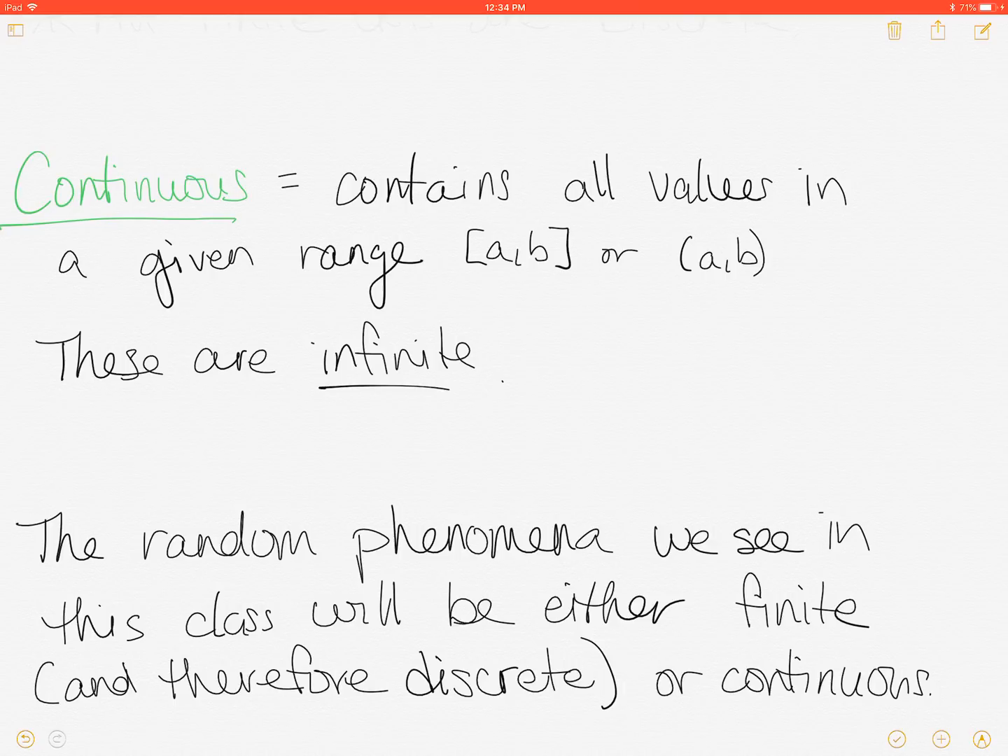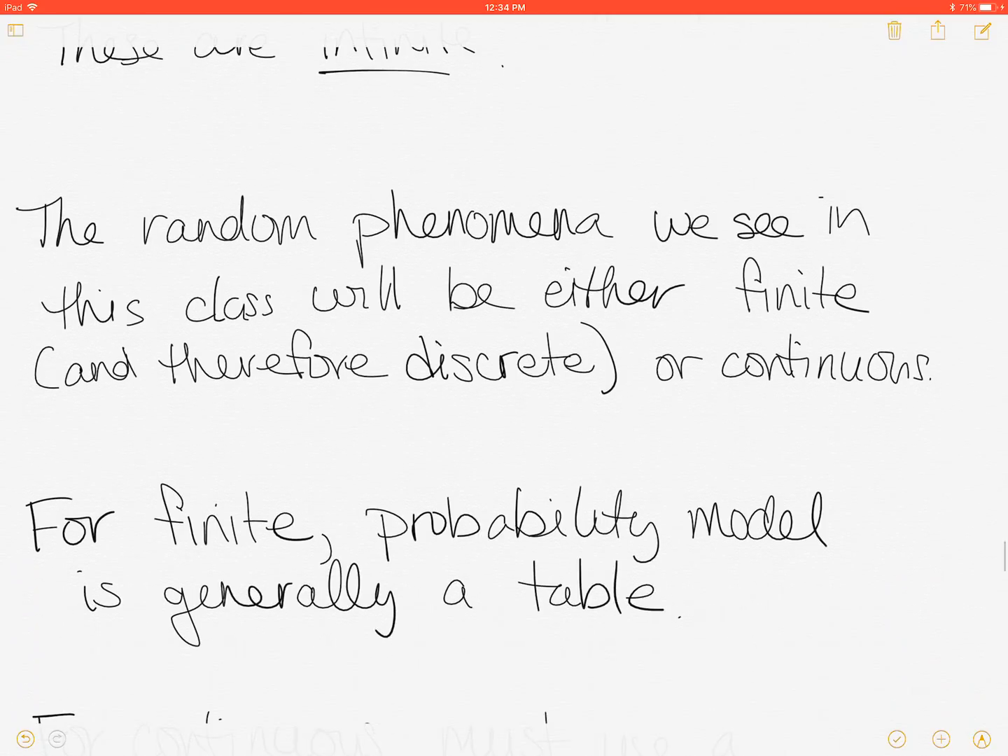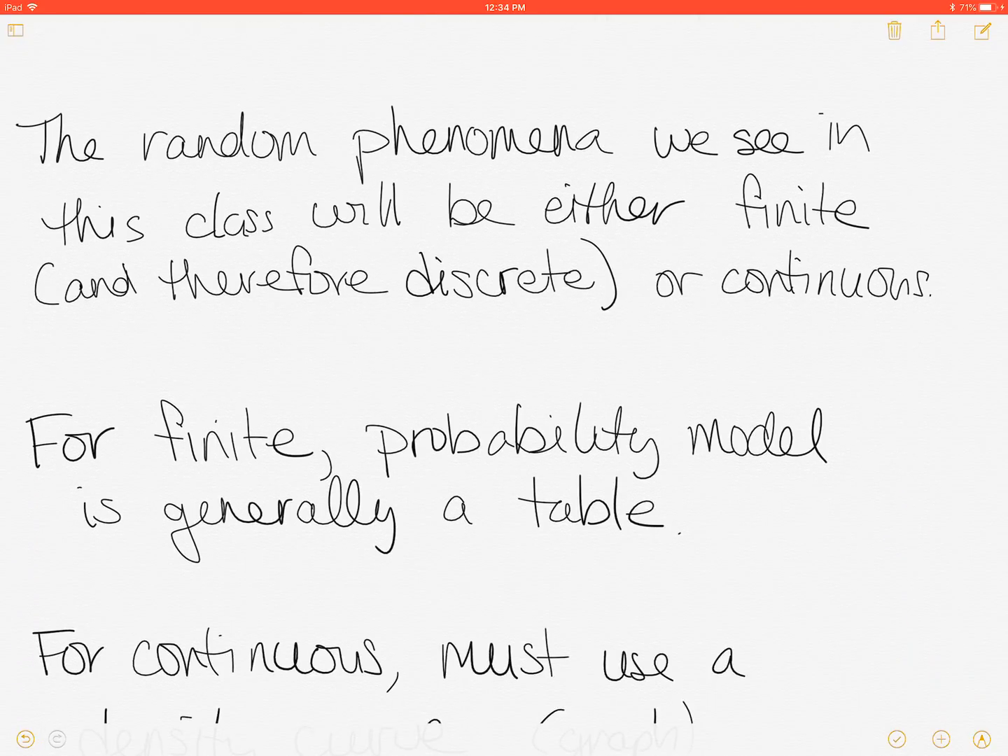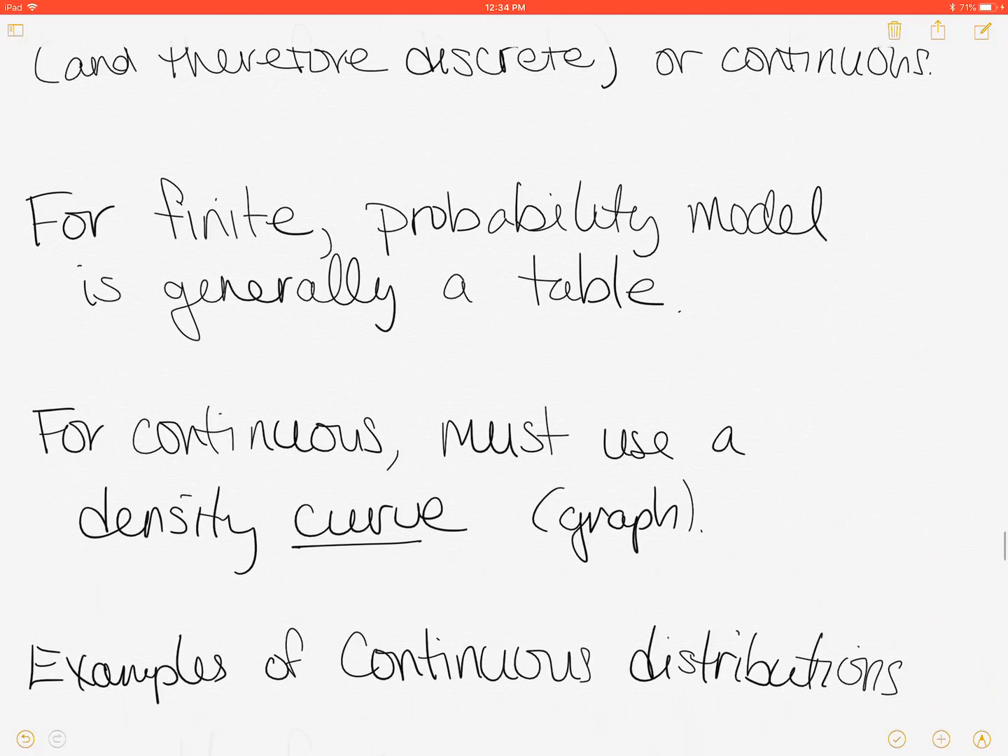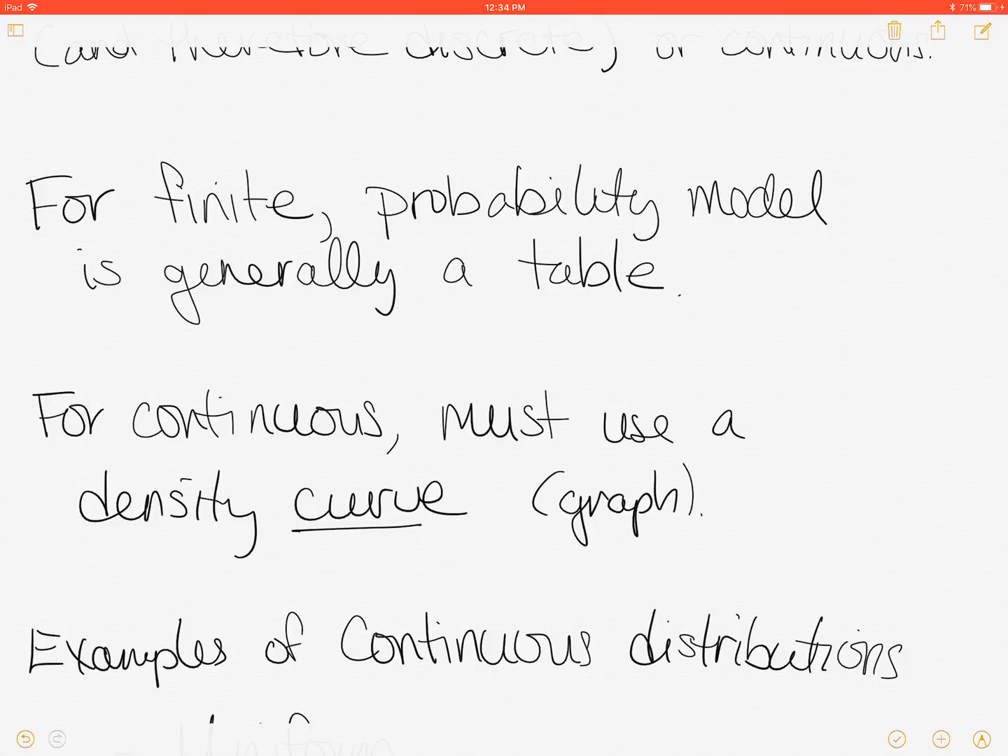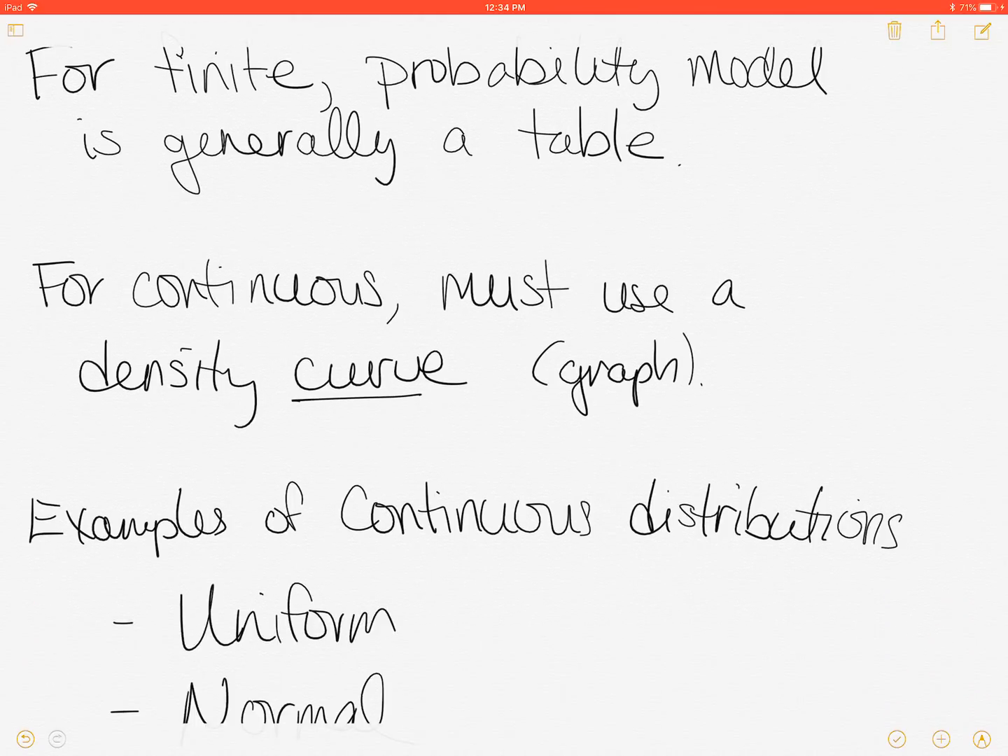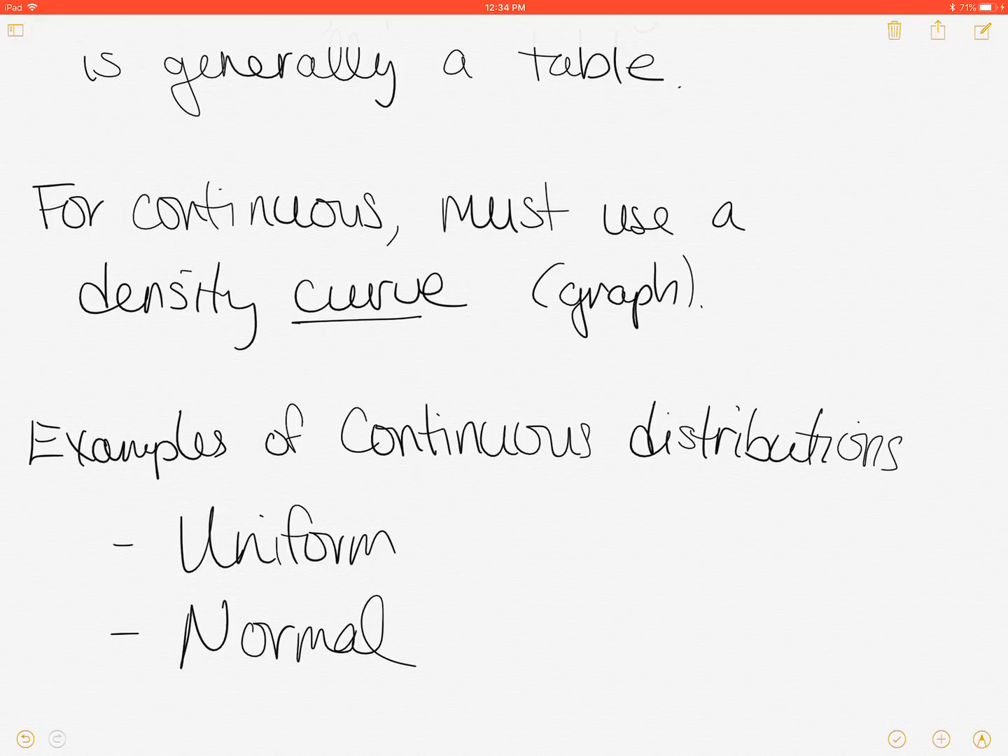So, random phenomena is just the plural of phenomenon. The random phenomena we see in this class will be either finite and therefore discrete, or continuous. For finite things, we're going to use probability models generally in table form. They don't have to be, but it's the easiest way, like we did in the previous video with dice. For continuous lists, we must use a density curve. We can't make a table of infinitely many things, and so we're going to use the graph of a density curve like we've done already in the past. Some examples of continuous distributions that we've already seen are uniform distributions and normal distributions.